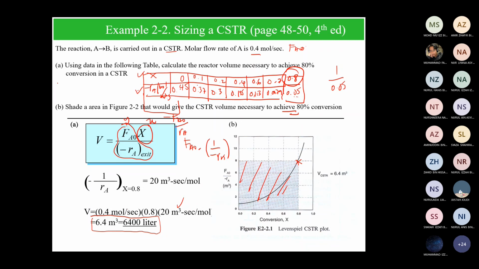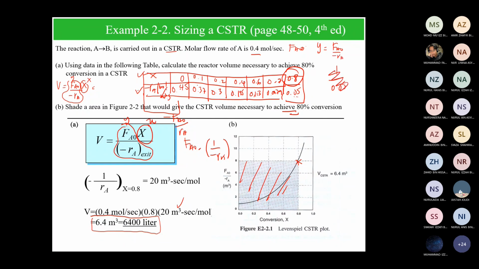Kalau you tengok, volume untuk CSTR is equals to FA0 times X over negative RA. Kalau kita nak construct a graph, kita tahu volume dia, kita kena tahu apa Y axis mana satu, X axis mana satu, berdasarkan yang I terangkan di belakang ni. So this would be the y and this point would be the x.